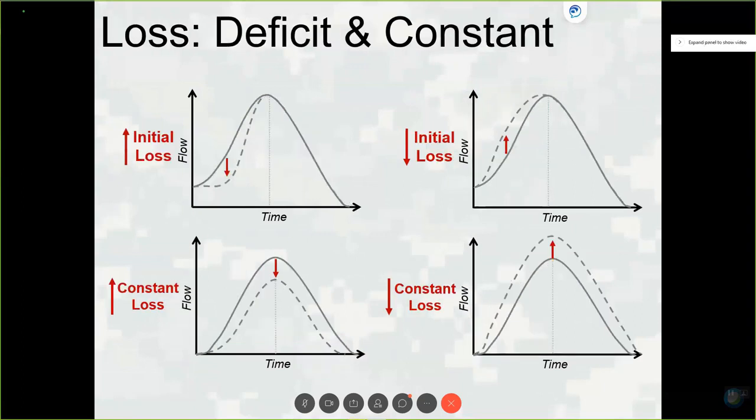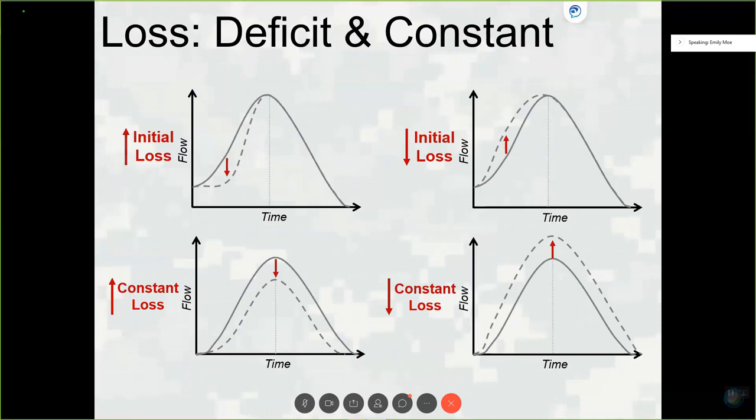So for the deficit and constant loss parameter response examples, if we increase the initial loss, it indicates that the soil is dry and it has the capacity to take volume out of the system, and that the volume loss is happening at the very beginning of an event. So decreasing the initial loss indicates that there's less soil capacity, perhaps it's already totally saturated, and therefore more volume goes into the initial part of the hydrograph.